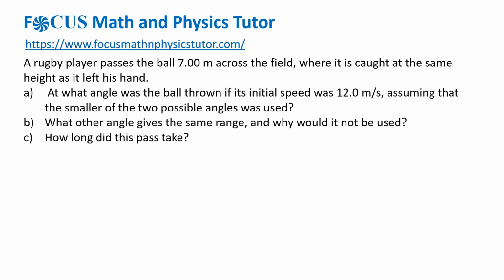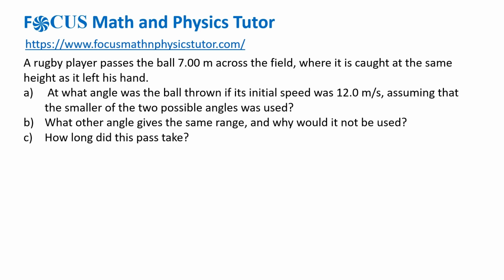A rugby player passes the ball 7.00 meters across the field, where it's caught at the same height as it left his hand. At what angle was the ball thrown if its initial speed was 12.0 meters per second, assuming that the smaller of the two possible angles was used?